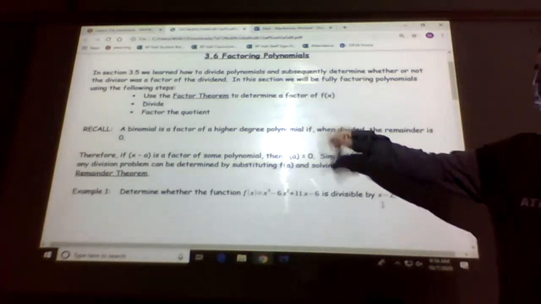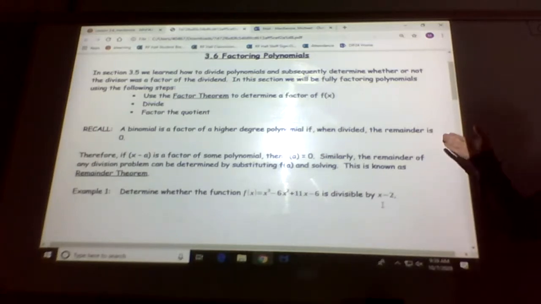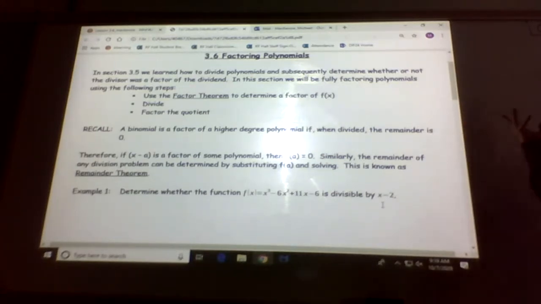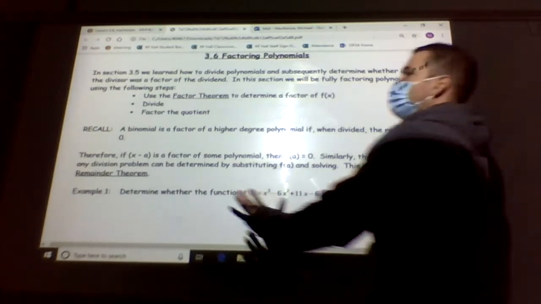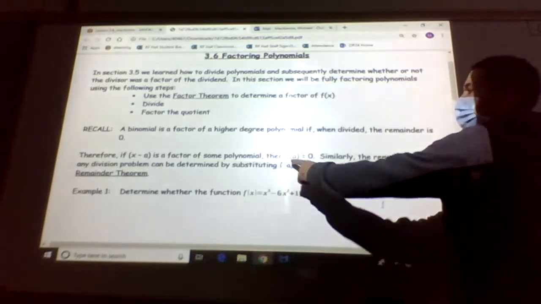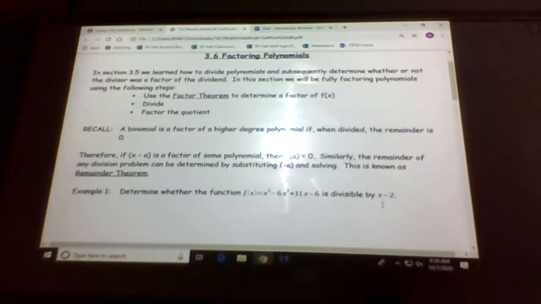A binomial is a factor if there is no remainder. That's what this is. So if the remainder is 0, then we know it is a factor. You guys could go through this. So it is a factor if f(a) is equal to 0. So I'm going to show you what it means.